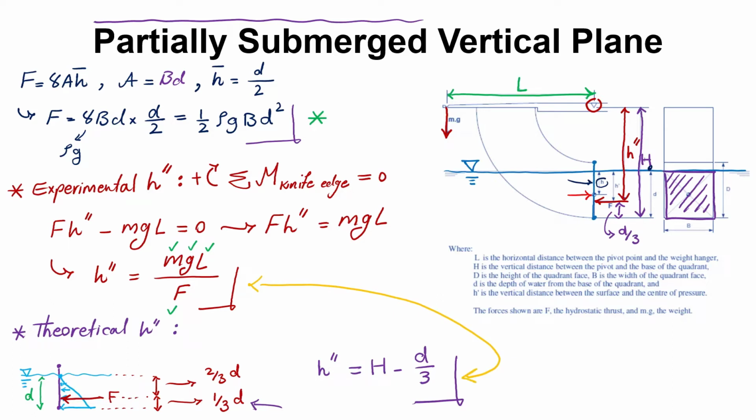in an Excel sheet to see if our experiment is accurate or not. This was one of the objectives of this experiment, right? To compare the values of these h double prime. These values represent the distance from the knife edge to the center of pressure. If these two are close to each other, it means our calculated center of pressure is close to the theoretical center of pressure based on the equations. Now let's move to the next slide and do the same thing for the fully submerged condition.